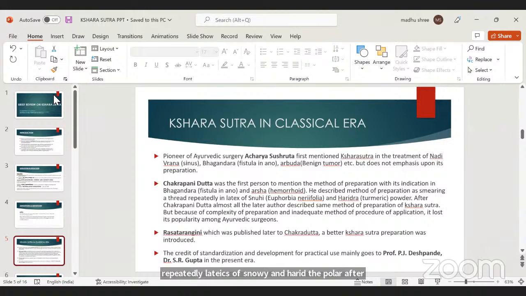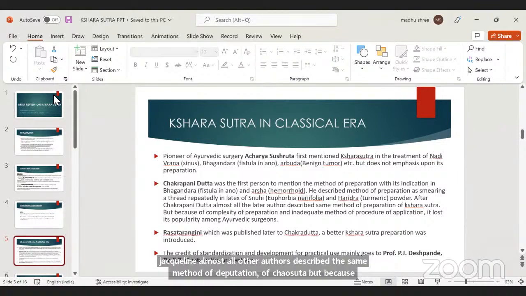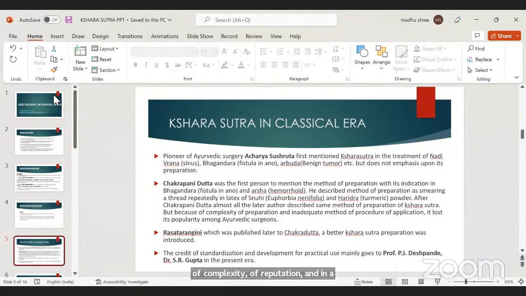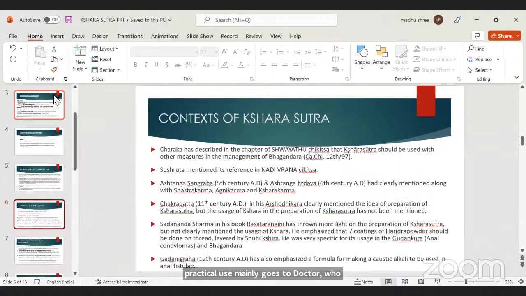But because of the complexity of preparation and inadequate method of procedure, it lost its popularity. So, in Rasatarangini, which was published later than Chakradatta, a better Kshara Sutra preparation was introduced. And the credit of standardization and development for practical use mainly goes to Professor P.J. Deshpande and Dr. S.R. Gupta in the present era.